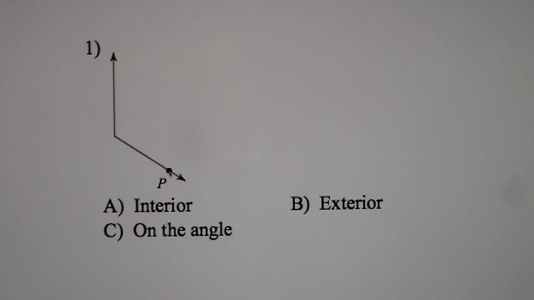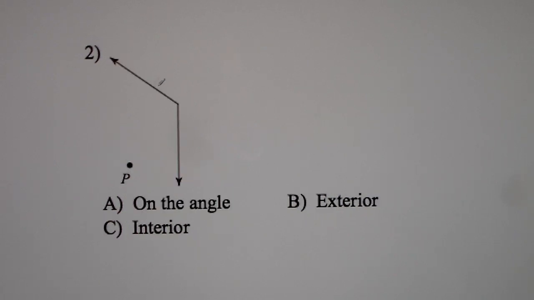So look at number 1 here, this point right here. I'll make it red. This red point right here. Is it on the inside of the angle, the interior, on the angle, or on the exterior? Well, you can see that this red point is on the angle itself. So number 1 would be C. That's where the red point is.